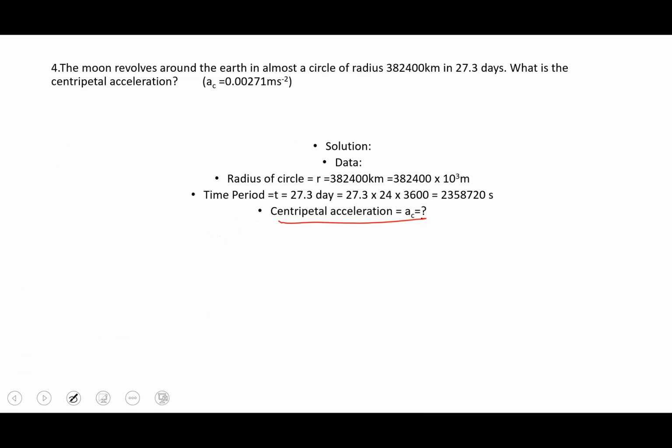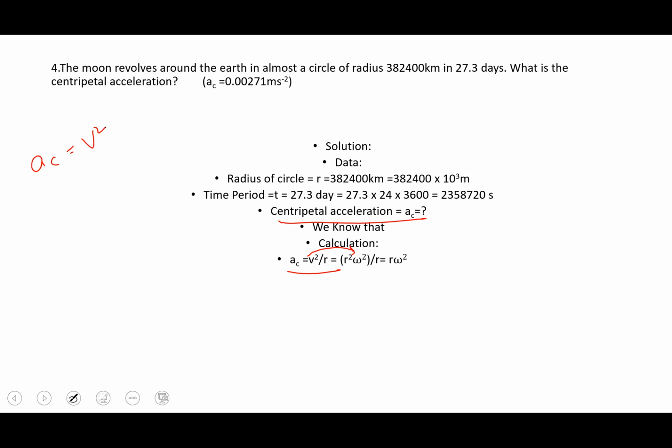Centripetal acceleration has to be found out in this case. We know that AC is equal to V square over R. Converting the V into angular form, R square omega square divided by R, it will be equal to R omega square.